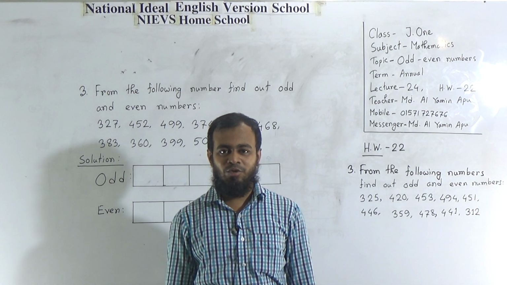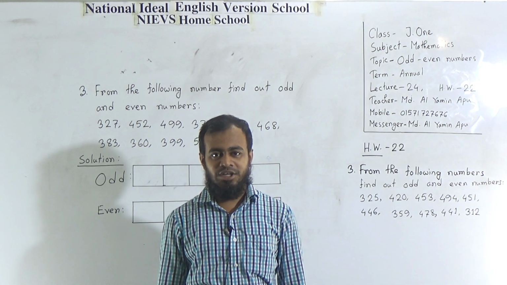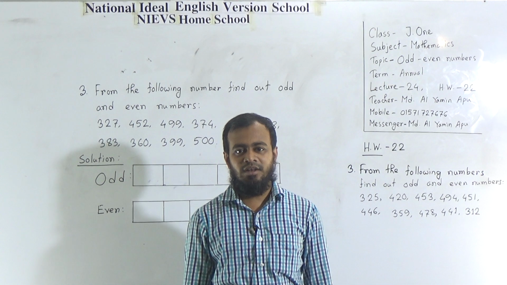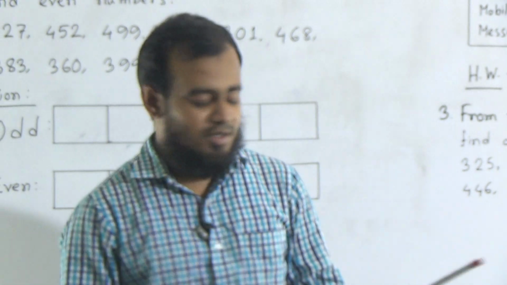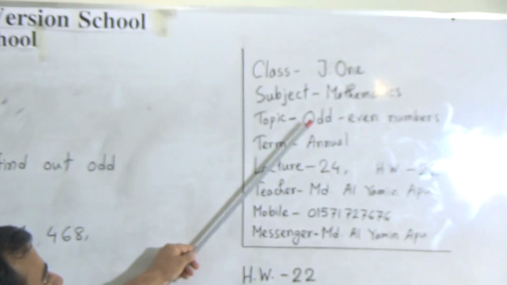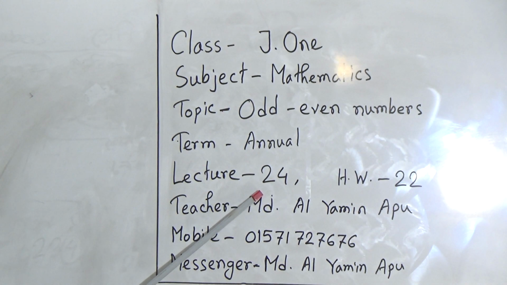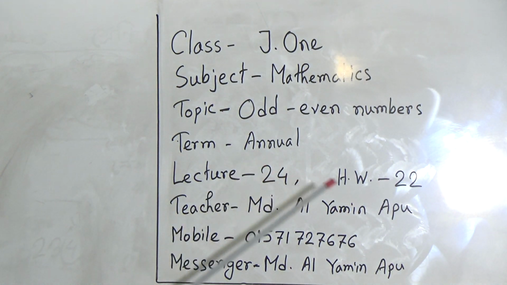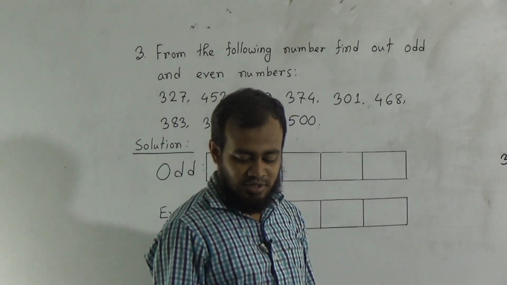I am Yamin Apu, an assistant teacher of mathematics, National Ideal University School, morning shift. Today I am going to take a math class for the class of Junior 1. Our today's topic is odd even number. That means odd number and even number. Our today's lecture number is 24 for annual term examination, and our homework number is 22. Dear students, let's start our class.